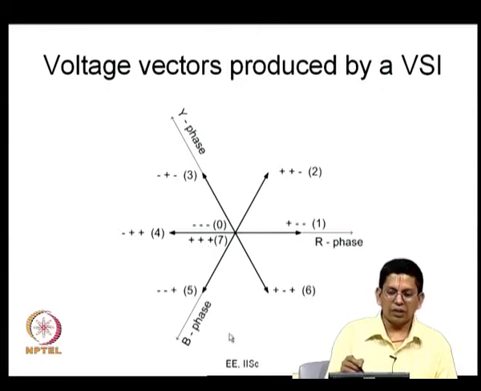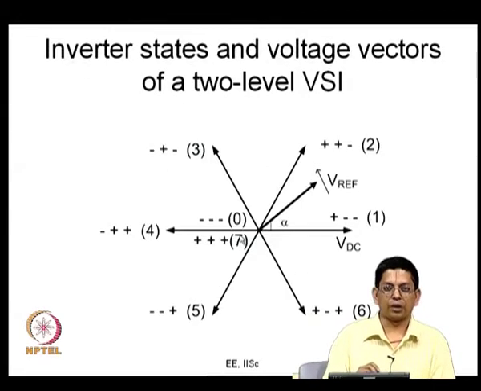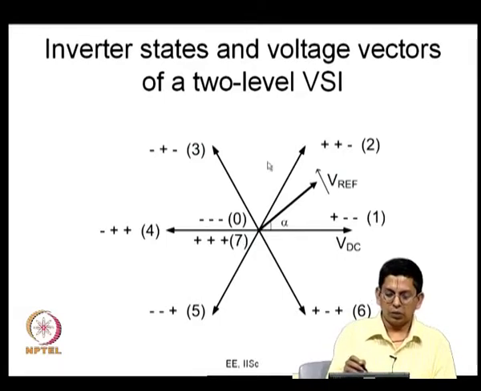So, there are 8 different inverter states, there are 8 sets of output voltages. 6 sets of output voltages produce 6 voltage vectors of magnitude VDC, we call them active vectors, and the other 2 states produce a 0 vector. So, this is what we have, and now you go to the next level. What do we have here? 1, 2, 3, 4, 5, 6, I am just reproducing the same thing now. I have indicated this magnitude VDC here just for clarity.